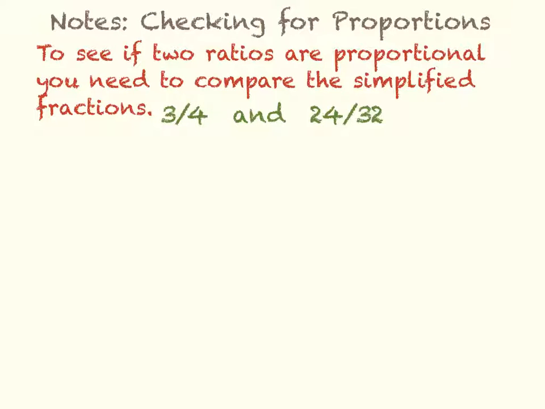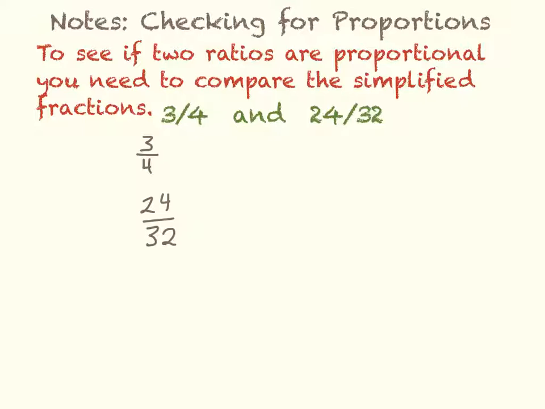Checking for proportions. To see if two ratios are proportional, you need to compare the simplified fractions. So let's jump right into some examples where we're just going to check if the two fractions are proportional. So we have 3 over 4 and 24 over 32. What we are going to do is simplify each of these fractions.